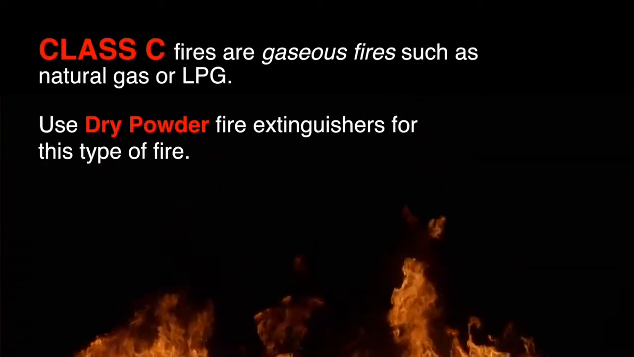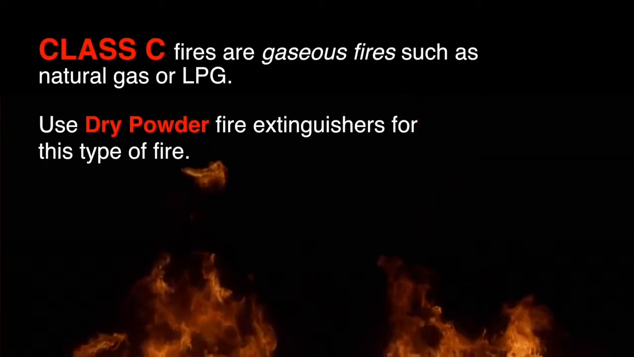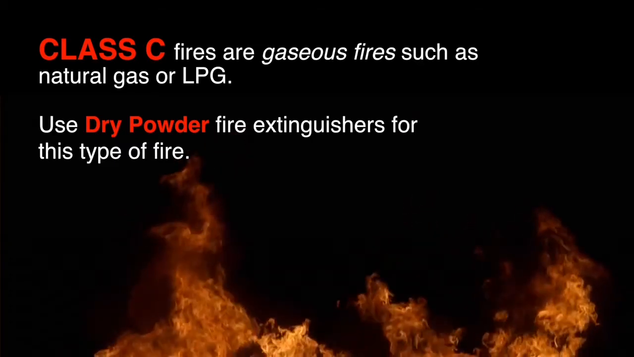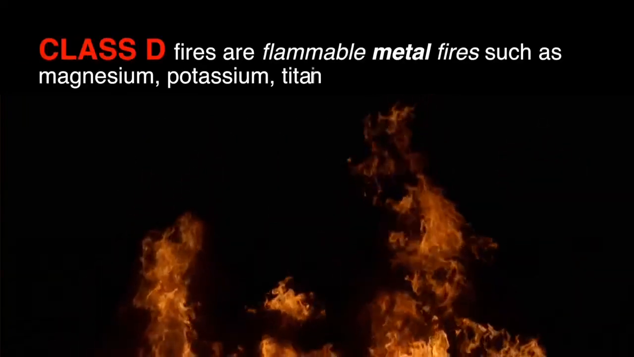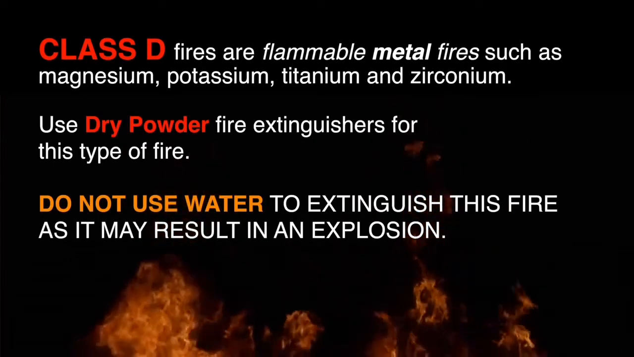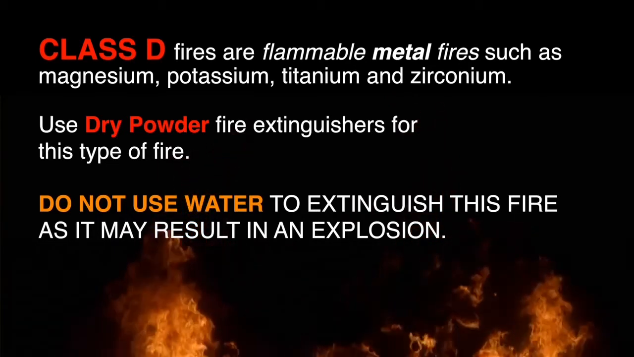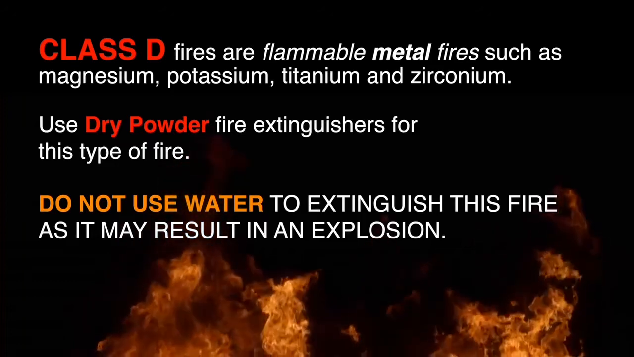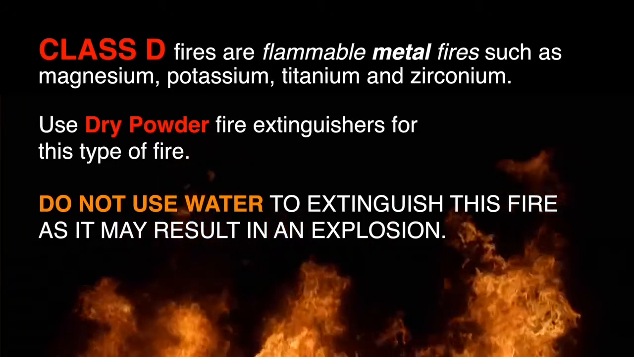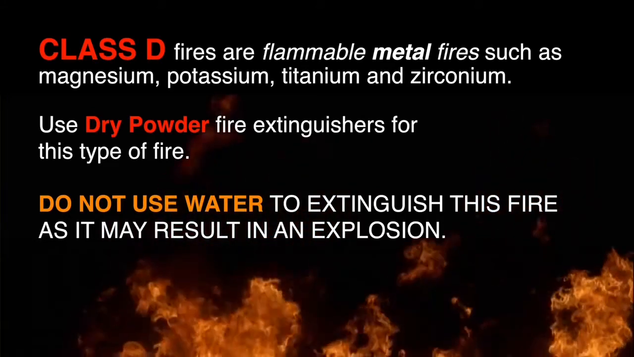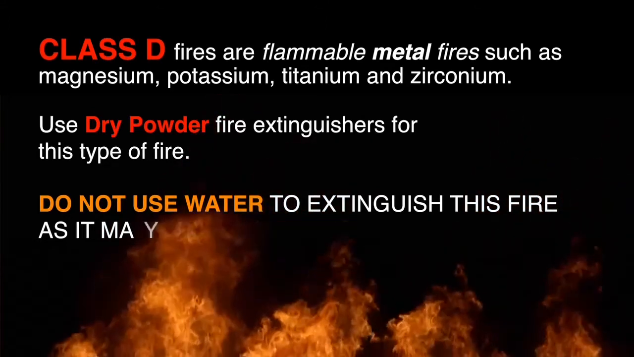Class C fires are gaseous fires such as natural gas or LPG. Use dry powder fire extinguishers for this type of fire. Class D fires are flammable metal fires such as magnesium, potassium, titanium, and zirconium. Use dry powder fire extinguishers for this type of fire. Do not use water to extinguish this fire as it may result in an explosion.